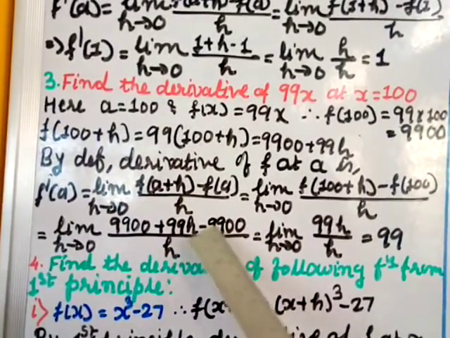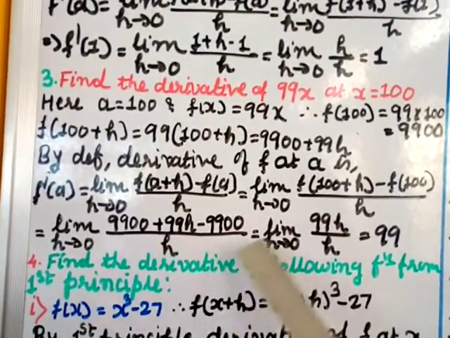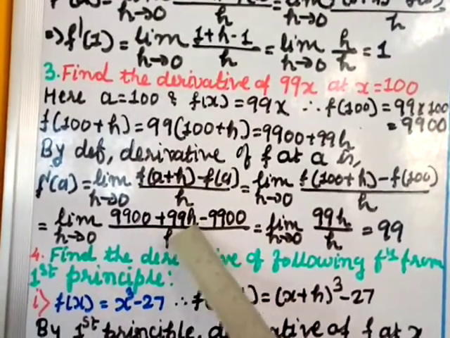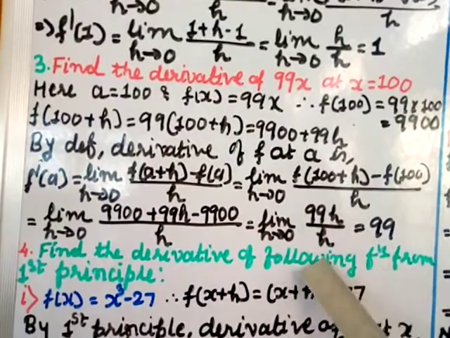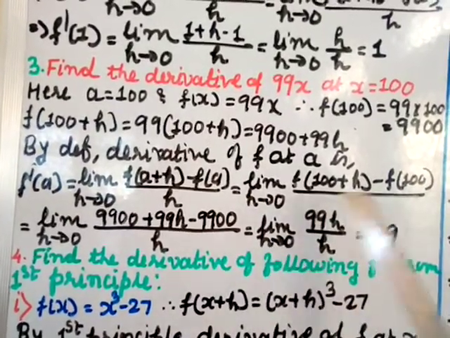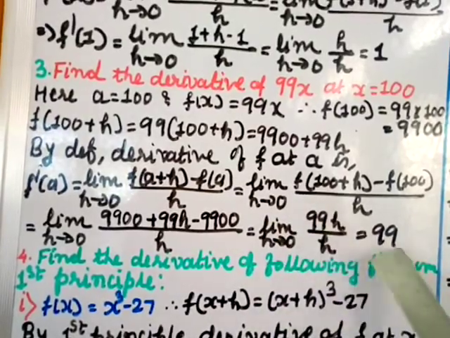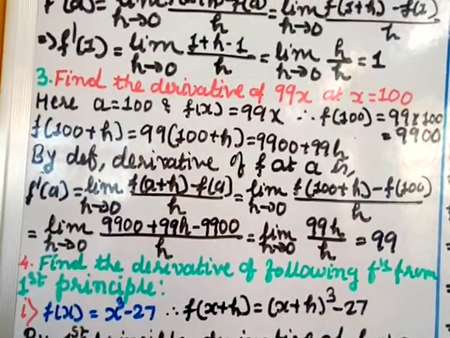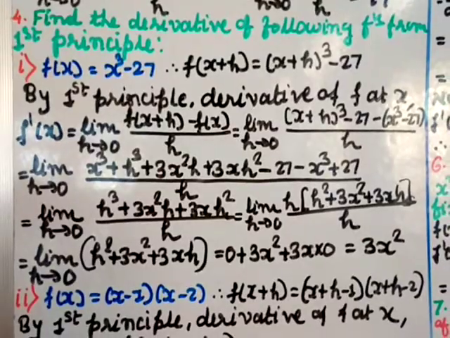This is negative, this is positive, so cancel. So what remains is limit h tends to 0, 99h by h, cut, so remains only 99, which is a constant function, so there is no applying the limit, so directly the limit of this will be 99. So that is the solution for question number 3. Question number 4.